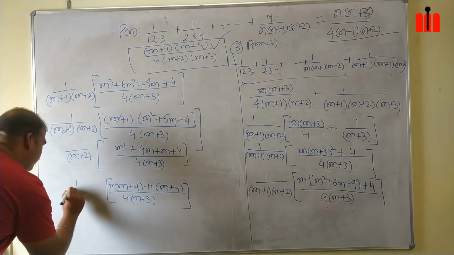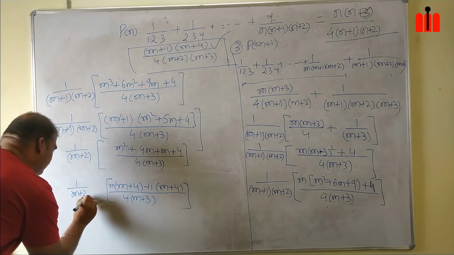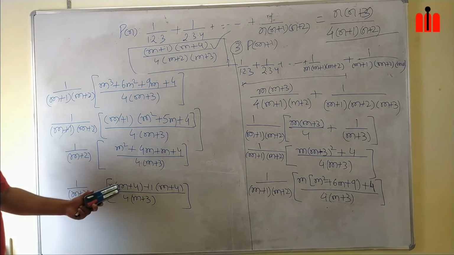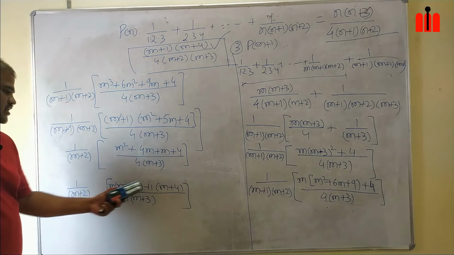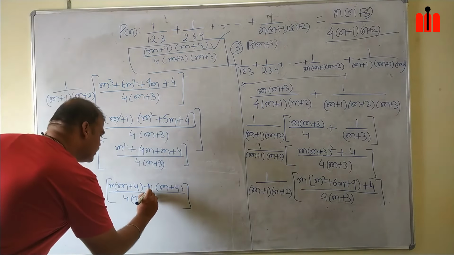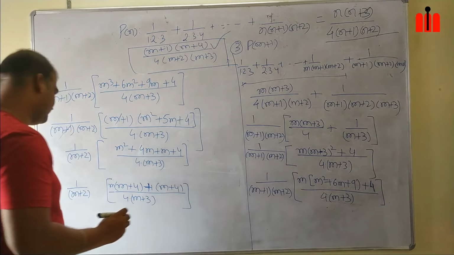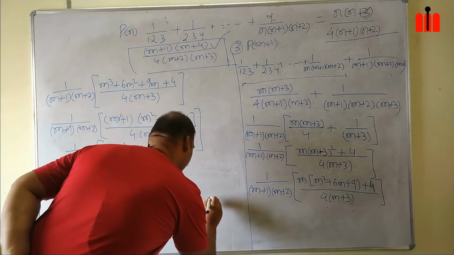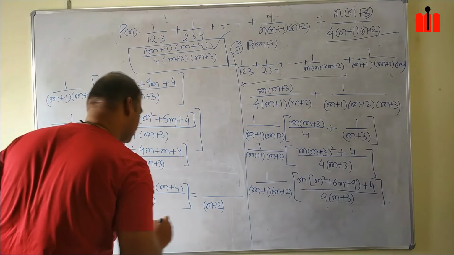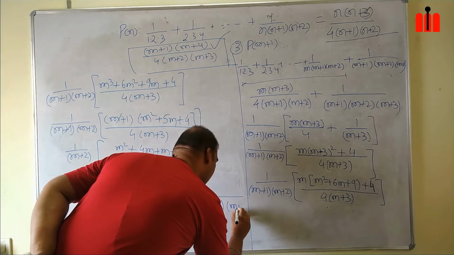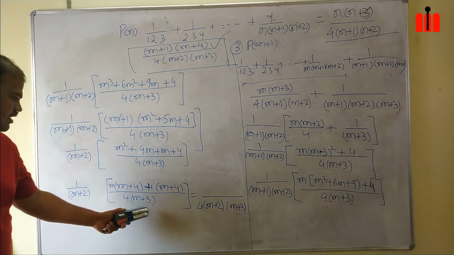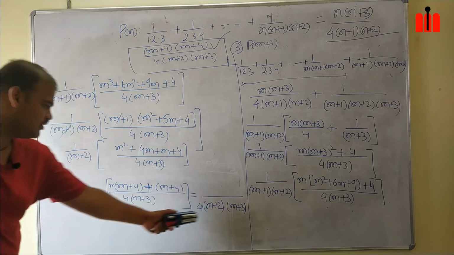And here you have 1 by m plus 2. Right? So you have your 1 by m plus 2. Here m plus 4 is now common in this. Right? So you can write this factorization as m plus 2, m plus 3 into 4. Okay, 4 into m plus 3, here m plus 2.